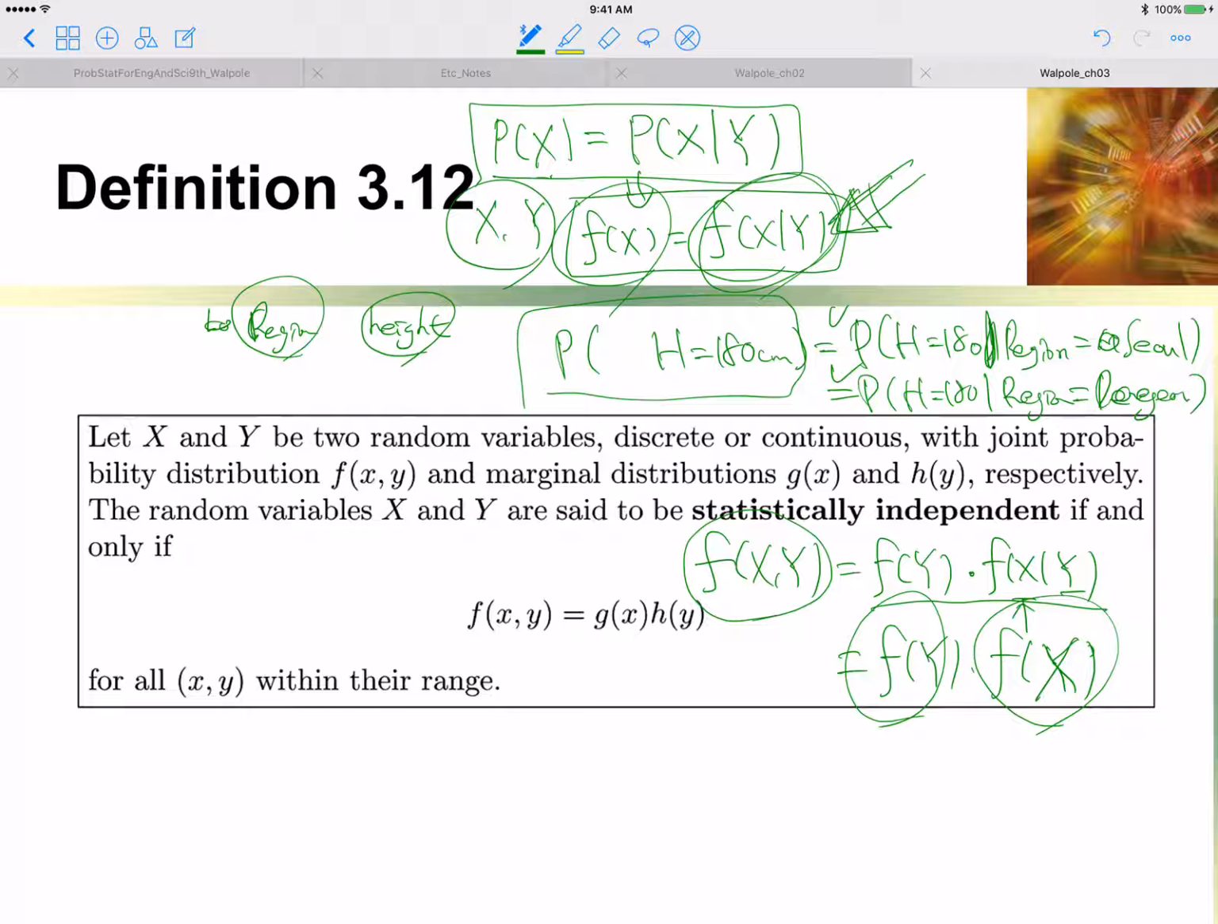Okay, and then let me explain a little bit more about their intuitive meaning using the same joint probability function. Let's see.